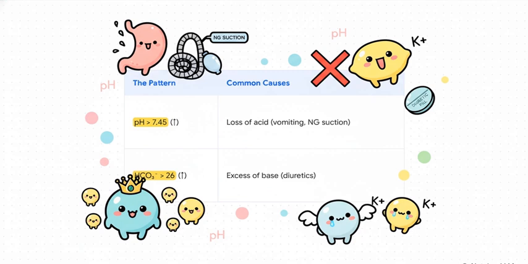Here, both the pH and the bicarb levels are high. Think about where you see this on the floor. It's often from losing too much stomach acid. So we're talking about patients with severe vomiting or who are on NG suction. You're literally suctioning the acid right out of them. Taking too many diuretics can also cause it by making you lose potassium.